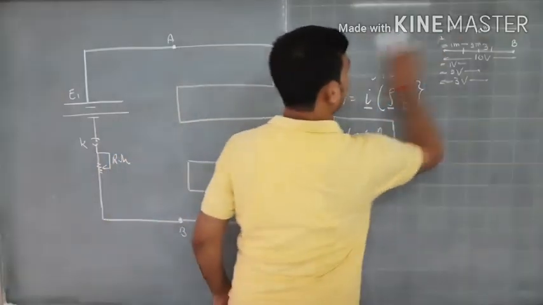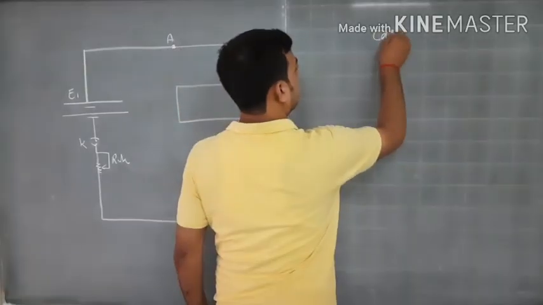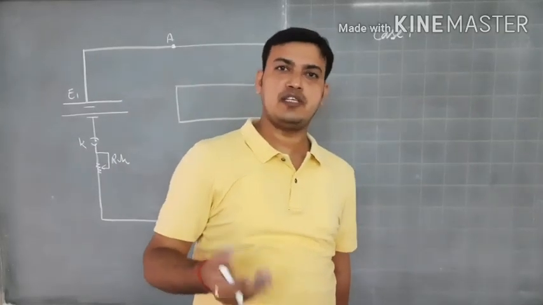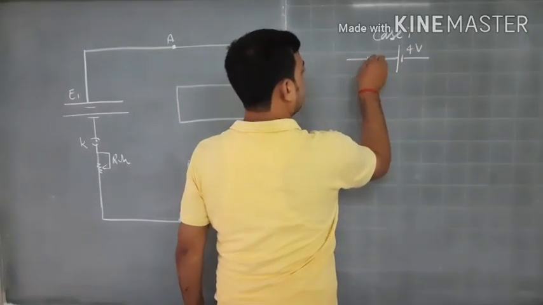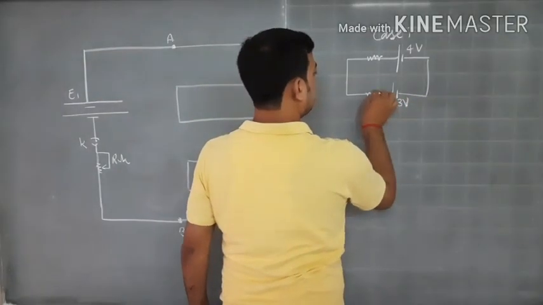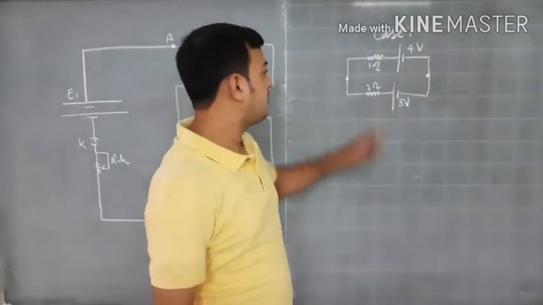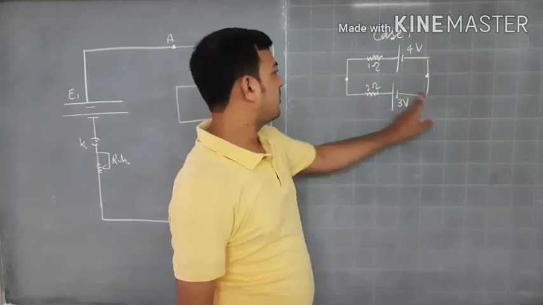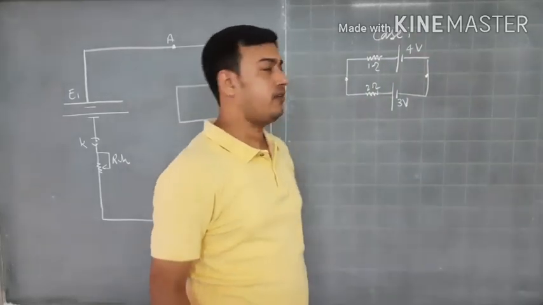Now just look at one case. Current flows due to the potential difference, everyone knows. For example, say I have a battery of 4 volt here with a resistance connected, and another battery of 3 volt here, with resistances of say 1 ohm and 2 ohm. Now the current will flow in the circuit because there is a potential difference between these two terminals, and because of this potential difference the current will flow in the circuit.